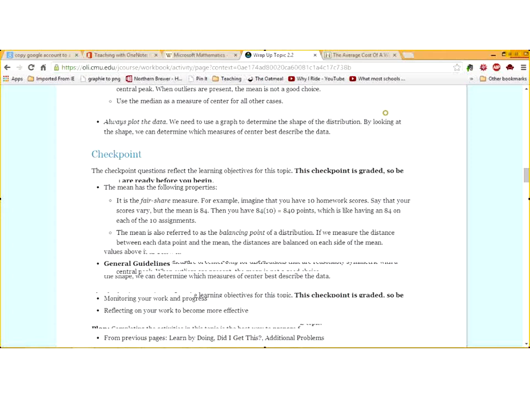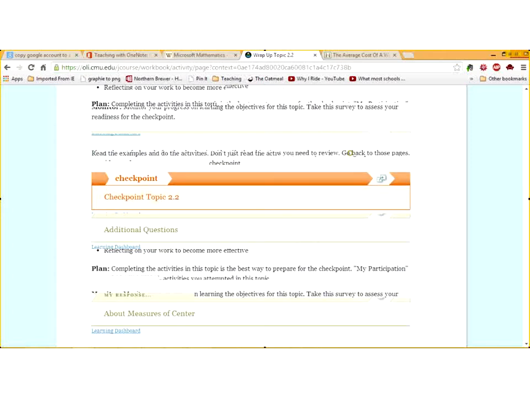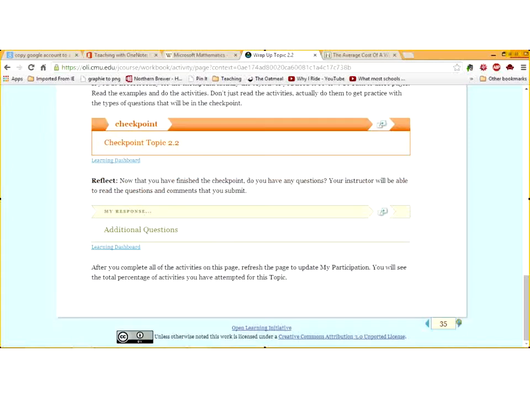So 2.2 is pretty short. That's it for 2.2. There are the key guidelines on the wrap-up page, and then of course your checkpoint. All right. Let me pause for just a moment in case there are any questions before we go on. Anybody got any questions for me?